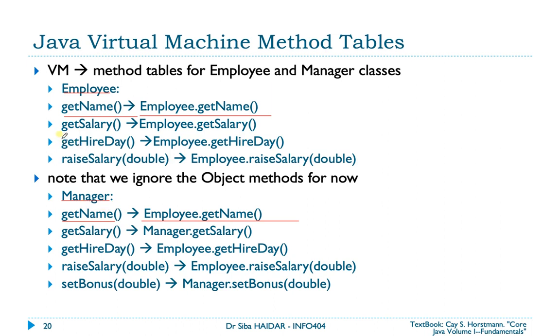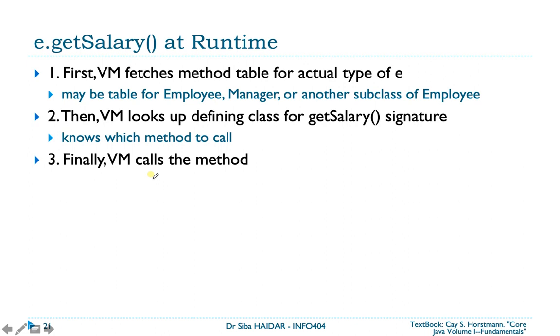But for example, the getSalary, for the employee class, it will be executed, but for the manager actual type, whenever they call getSalary, it will execute the getSalary of the manager. And setBonus is inside the manager, and inside employee there is no setBonus at all, etc., etc.